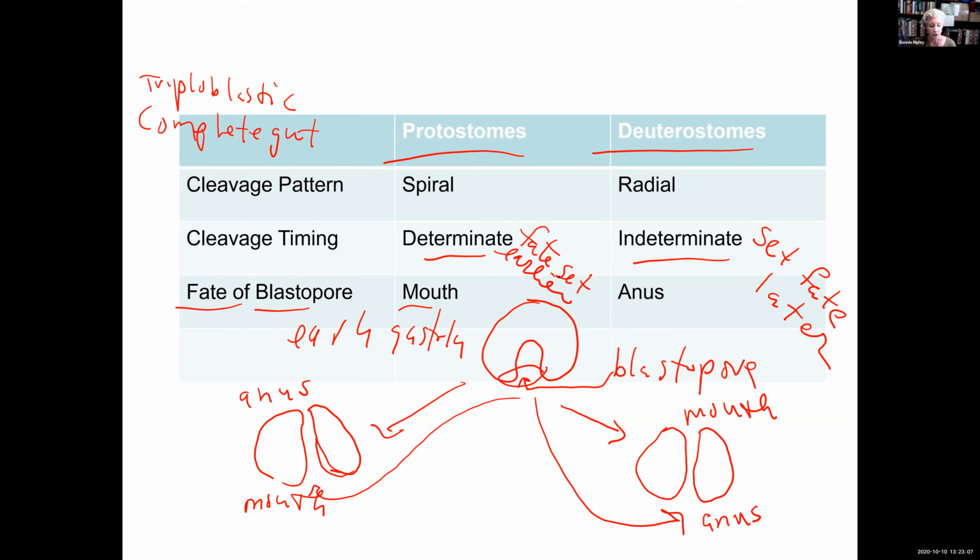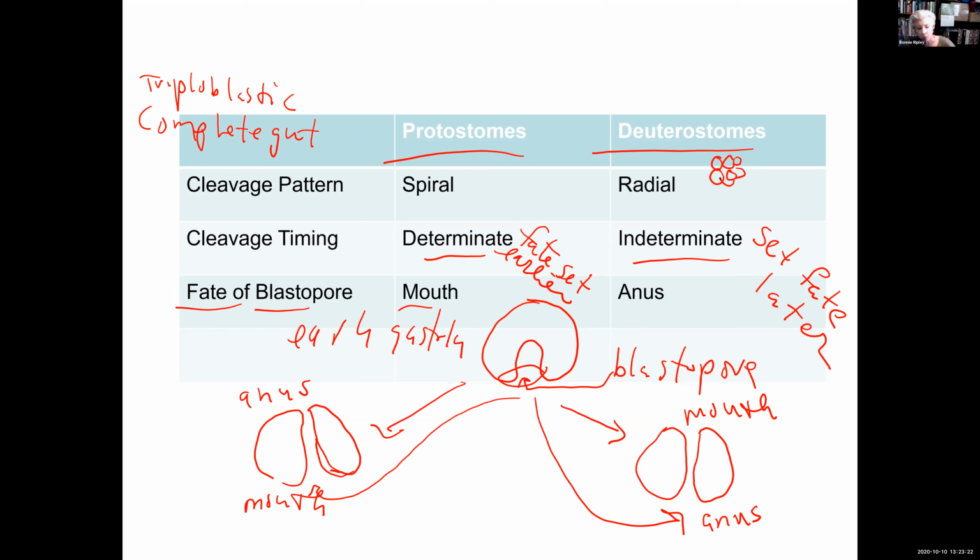Right, and then the last characteristic that we're going to talk about is how the cleavage pattern progresses. In radial cleavage, we looked at sand dollar and we saw that when it goes from 4 to 8 cells, those cells are stacked up right on top of one another.